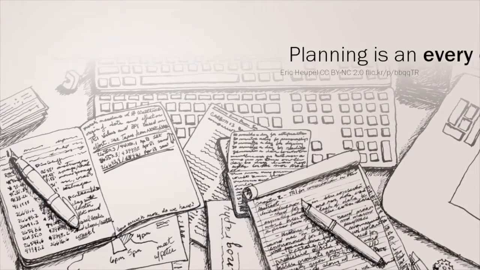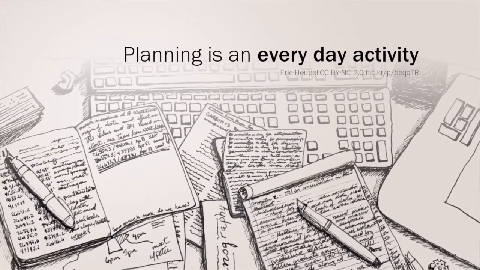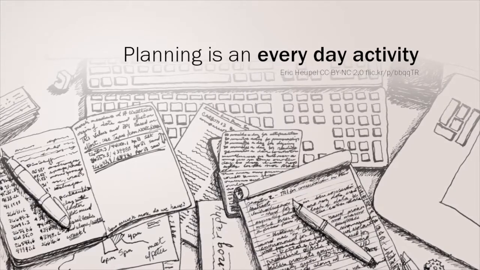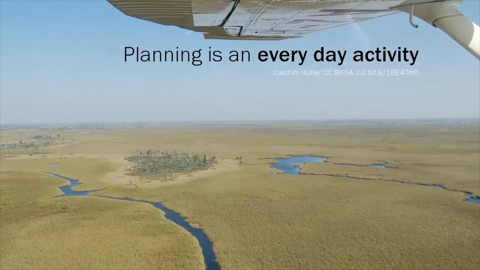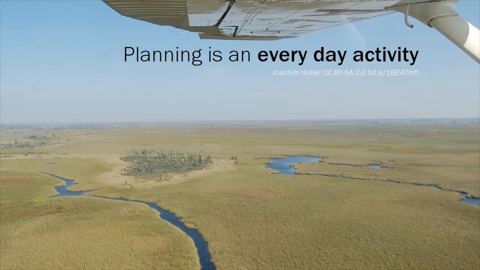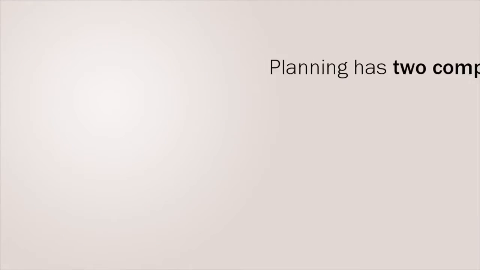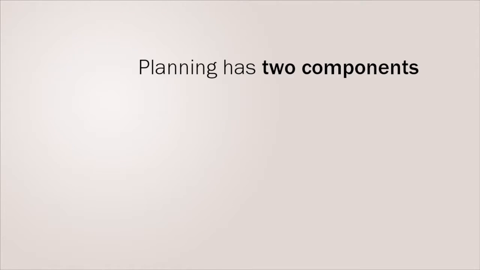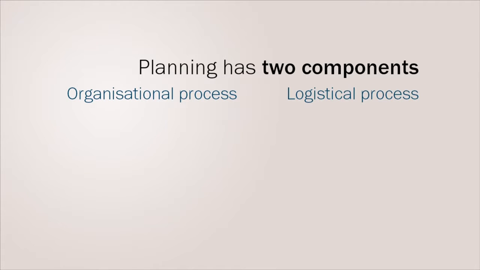Planning is an activity most of us carry out every day, but we may not recognise it as planning. For example, we are planning when we consider going on a holiday or a trip. Planning has two components that work together. They are called organisational process and logical process.